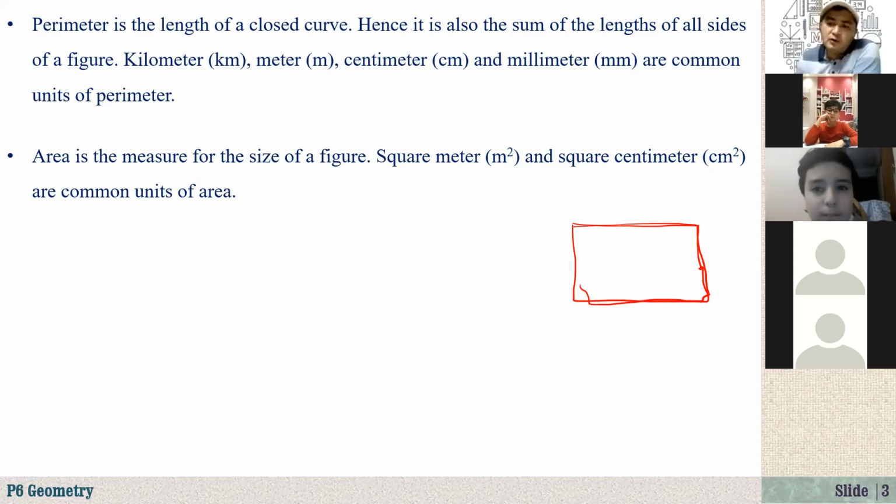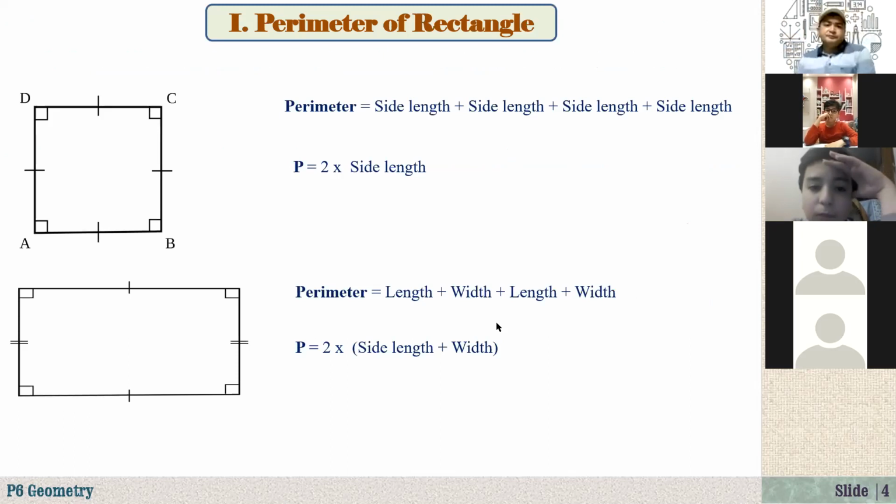And how about something very small? What is the perimeter of, for example, your eye? Look at your eye, it is a kind of shape. How do they measure this, or a ring, for example? So area is a measure for the size of a figure, and usually we use square meter or square centimeter depending on how big the area is, right? Okay, now let's talk about the perimeter.